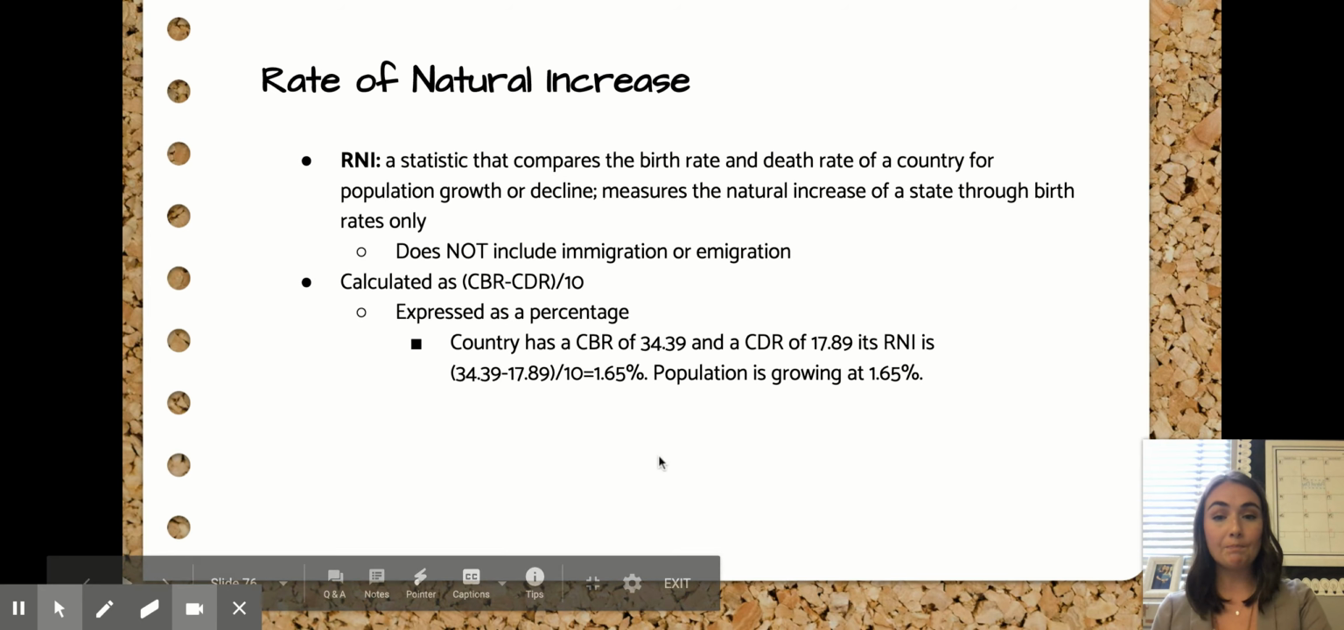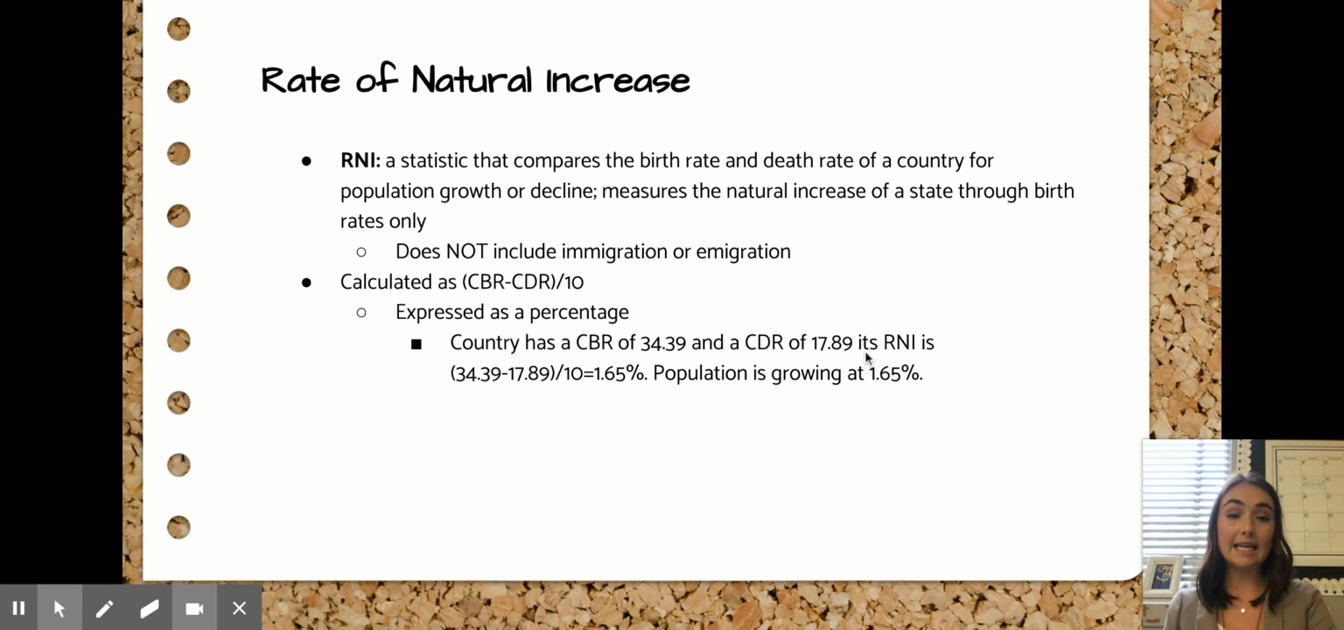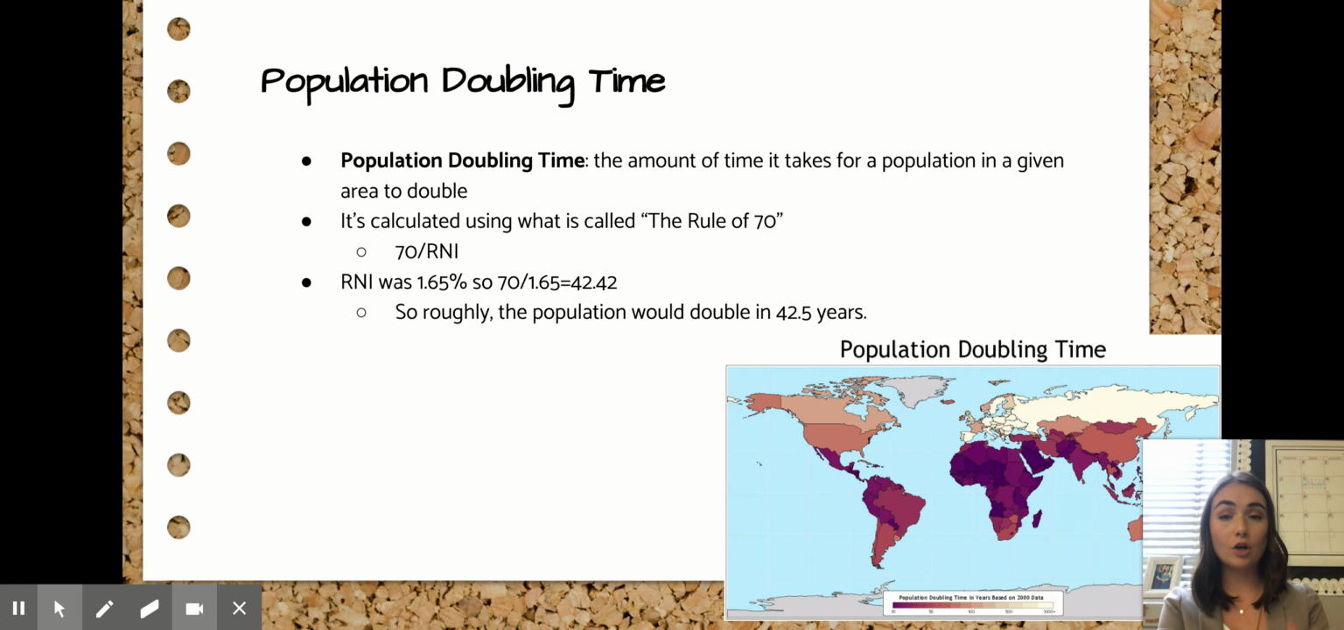So an example, if a country has a crude birth rate of 34.39 and a crude death rate of 17.89, its rate of natural increase is 34.39 minus 17.89 divided by 10, which gives us 1.65%. So the population is growing at 1.65%. That's an example.